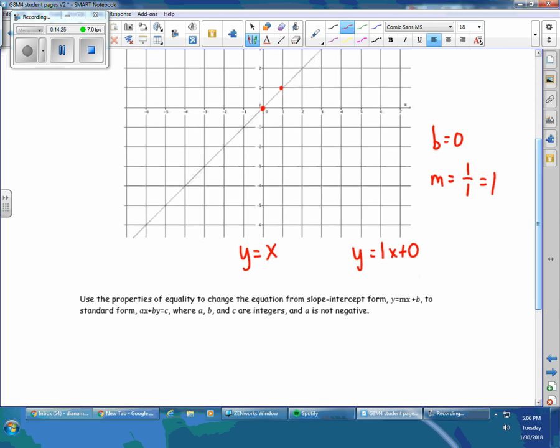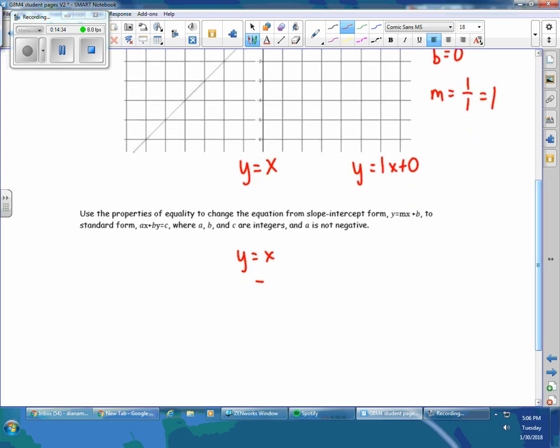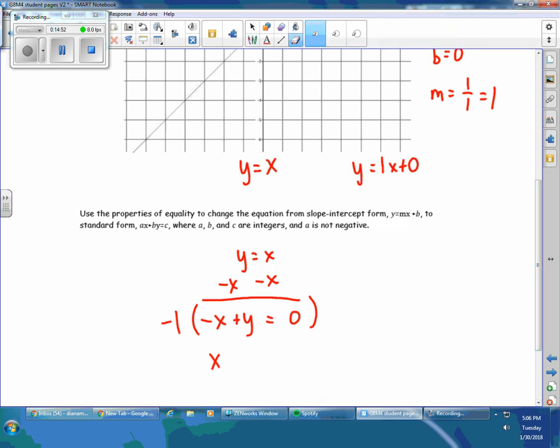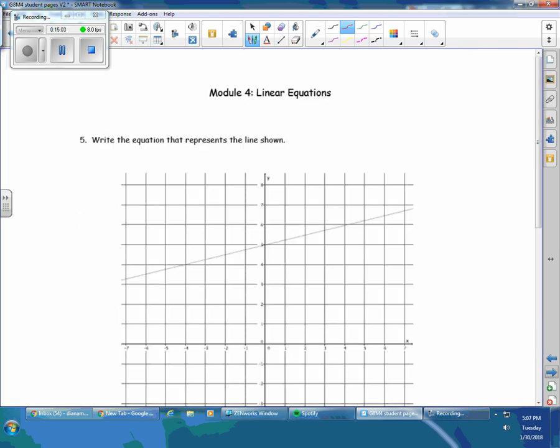If I were changing this into standard form, I'm going to subtract x from both sides. And I'd have negative x plus y equals 0. I can't have a negative, so I'd have to multiply everything by a negative 1, so that would be positive x minus y equals 0. Again, don't worry too much about the standard form.